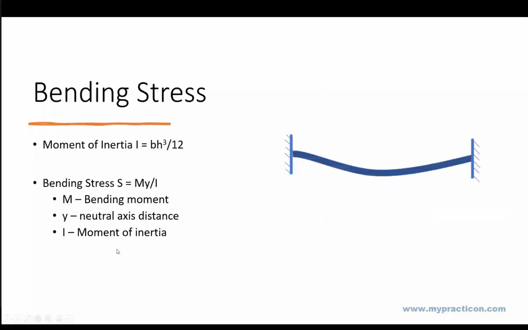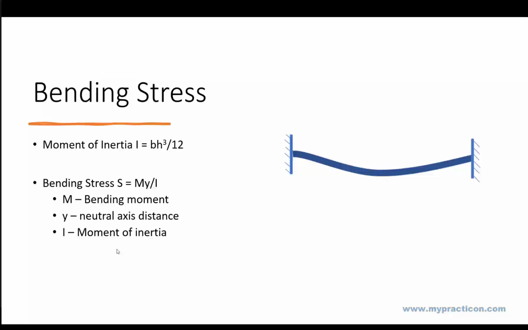Now, the second thing is the bending stress. What is the bending stress? Bending stress is related to the moment of inertia, which leads to the bending stress calculations. So the bending stress is nothing but moment divided by the section modulus. Section modulus is nothing but I by y. Y is the neutral axis distance from the point of calculation, I is the moment of inertia, and M is the bending moment.